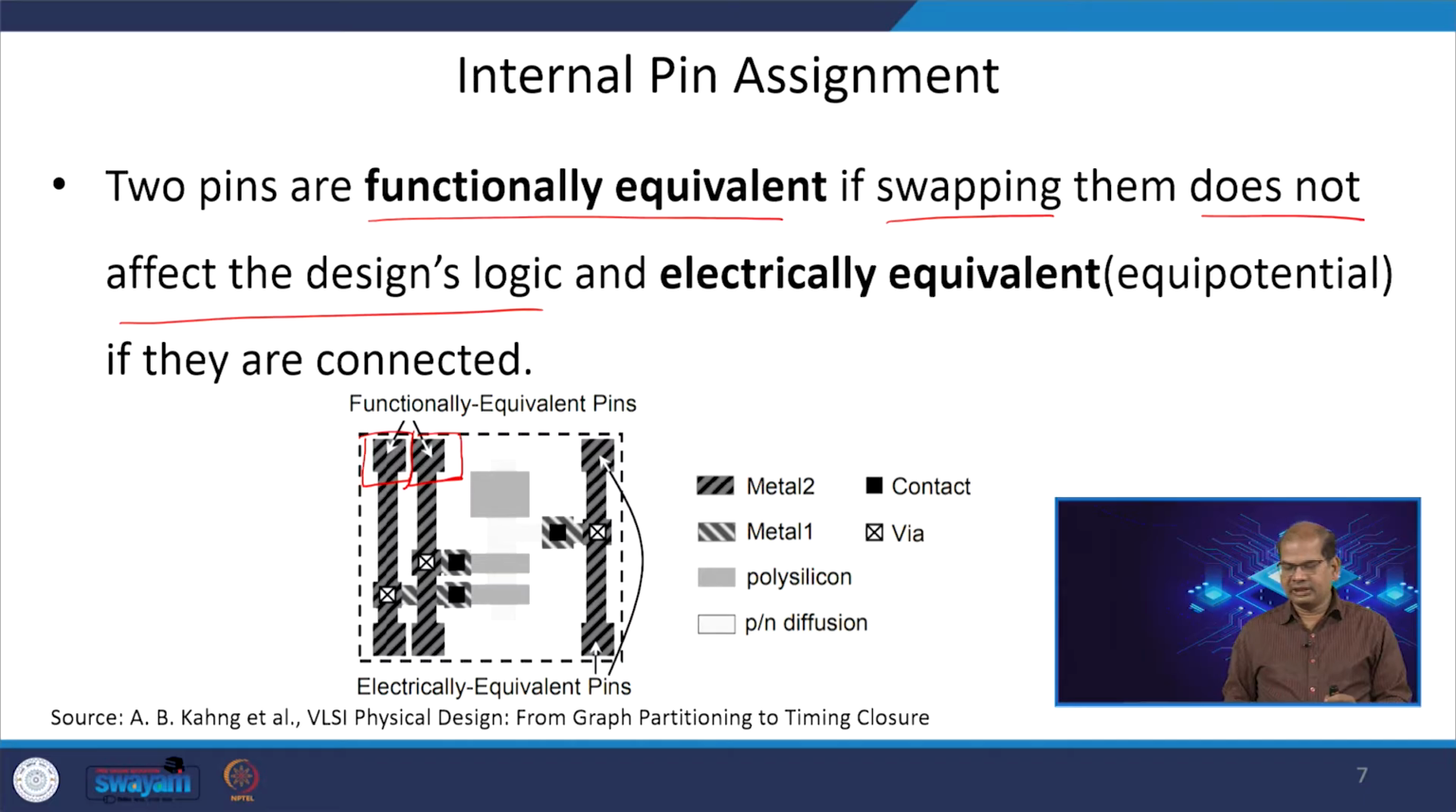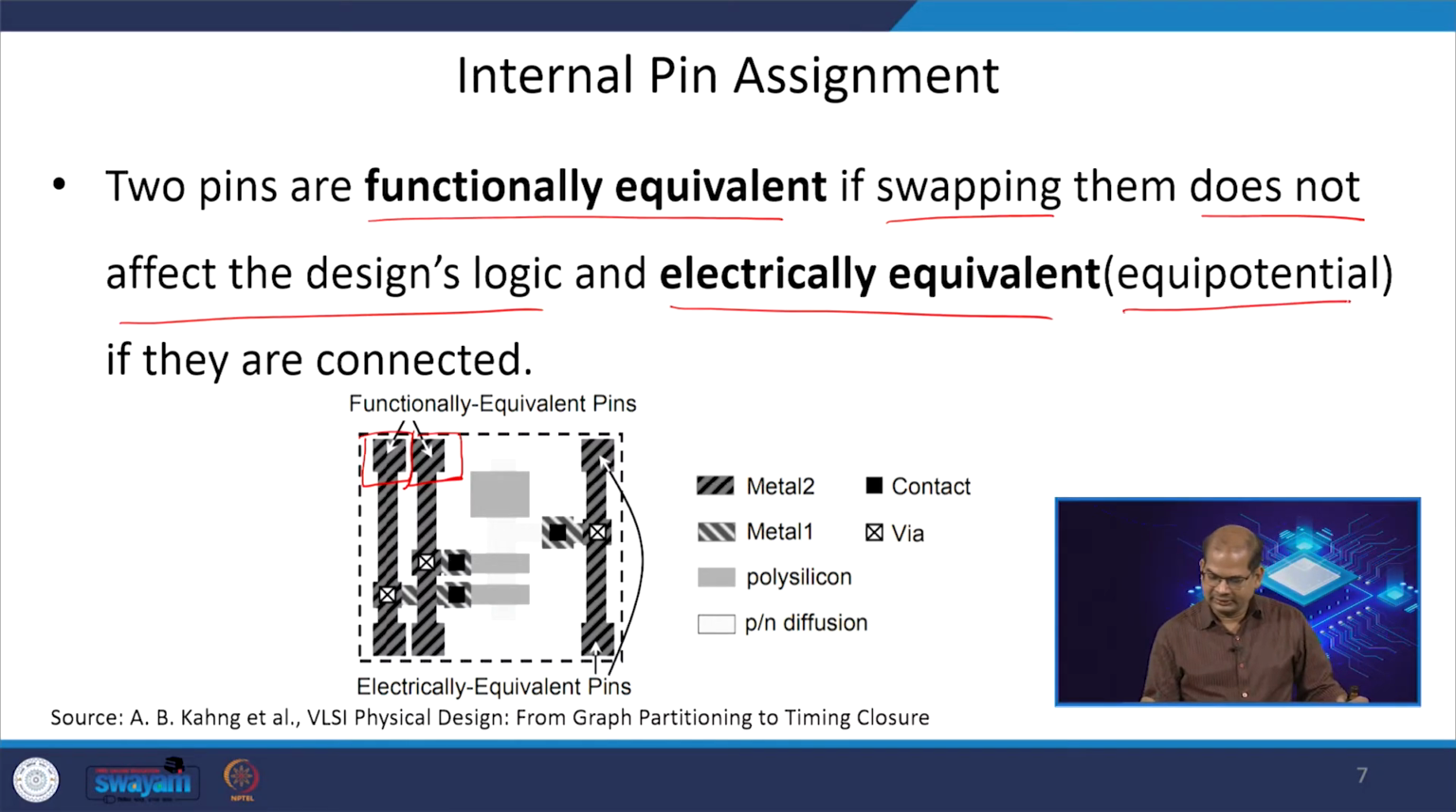That is called a functionally equivalent pin, but they are not electrically equivalent, meaning they are two different nets. Functionally equivalent does not mean that they are electrically equivalent. Electrically equivalent means they are connected by the same metal, so they are called equipotential nets. Equipotential means the potential at this point, let us say point A, and the potential at point B are the same. They are the same net. This is called electrically equivalent pins.